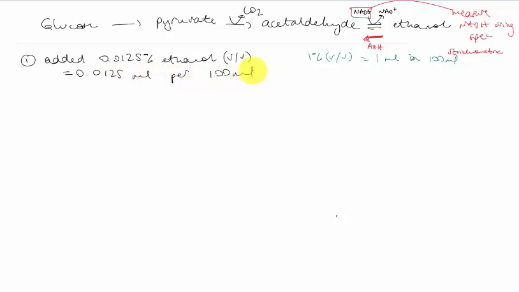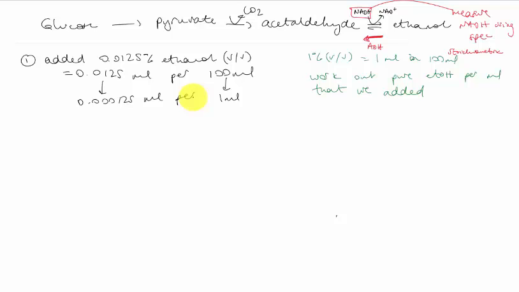And let's work out the amount of pure ethanol per mil that we added. So we just divide that by 100. So there we got 0.000125 mils in every 1 milliliter of the ethanol solution we added.